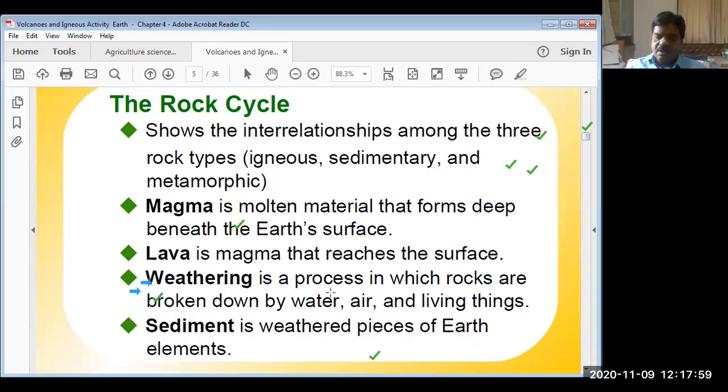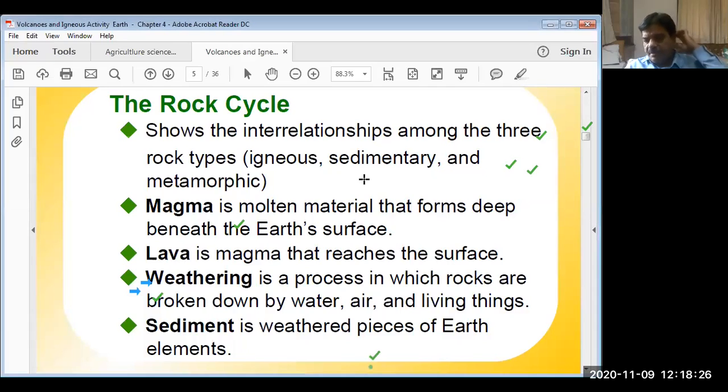Now this lava comes out of the volcano and cools down, and after cooling that becomes a solid rock. Now another word is there, it is called weathering. Now what is weathering? Weathering is a process in which rocks are broken down by water, air, living things.